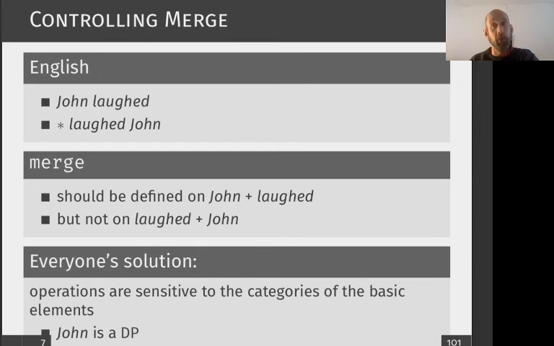So we all know that things can't just be randomly stuck together. So in English, you can stick a verb and a noun together, "John laughed", but only in a particular way, right? "John laughed", but not "laughed John". So merge should be defined on "John" and "laughed", but not on "laughed" and "John".